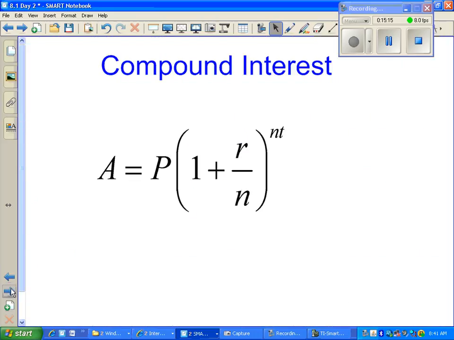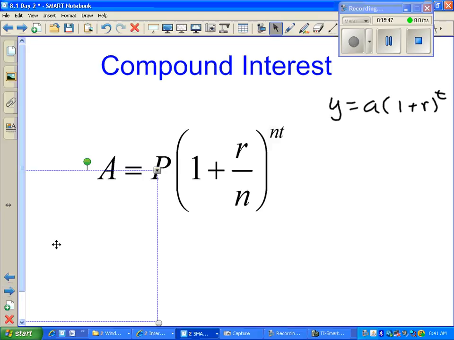Compound interest. Write this down, please. Make sure you understand what compound interest is and what it does. If you look at this, it's very similar to the equation that I was writing earlier. I was saying y is equal to an original amount times 1 plus r to the t power. This is similar to this, but I've added an extra variable. First of all, A is the amount of money after t years.